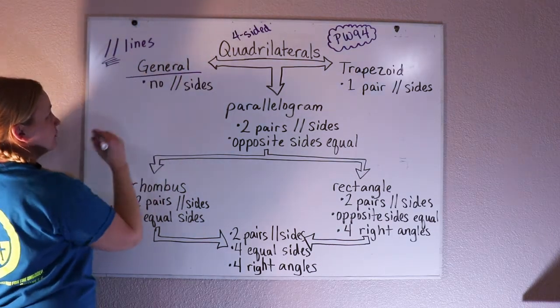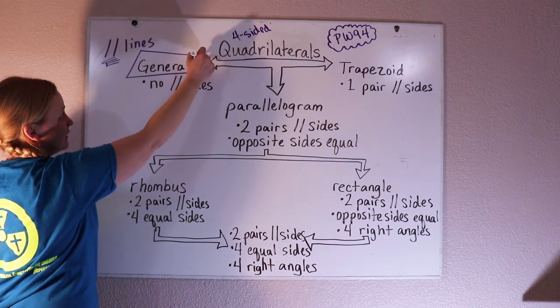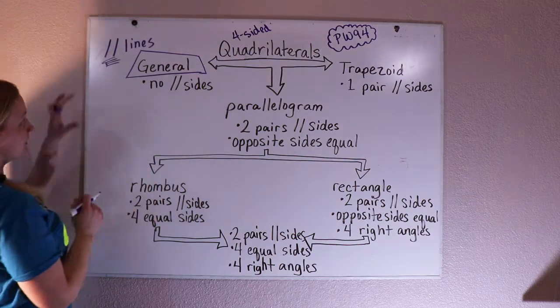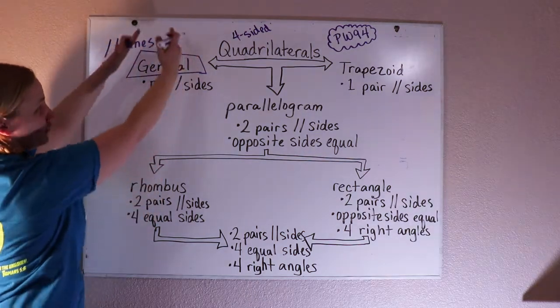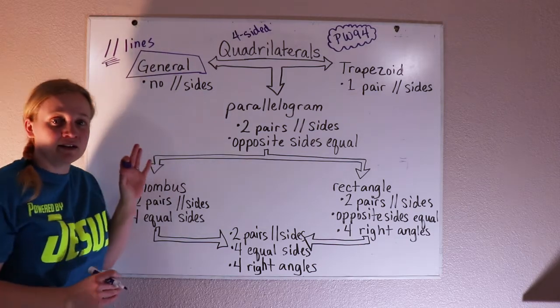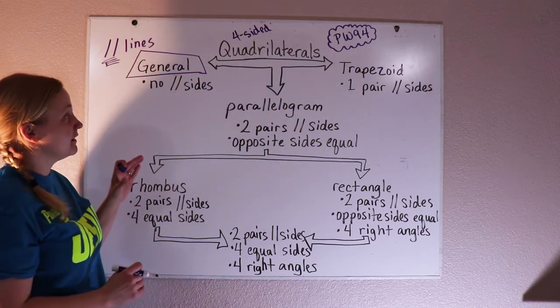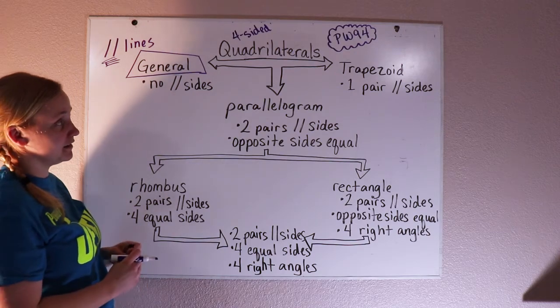You might have a line this way, that way, you'll notice that eventually all of those lines are going to meet if they were to keep going. So a general quadrilateral is any four-sided figure you can draw with straight sides that has no parallel sides.